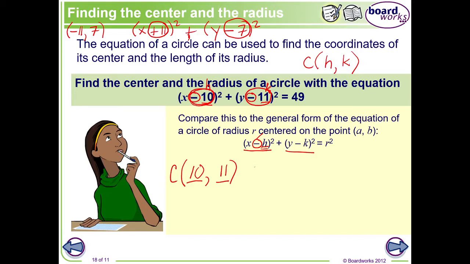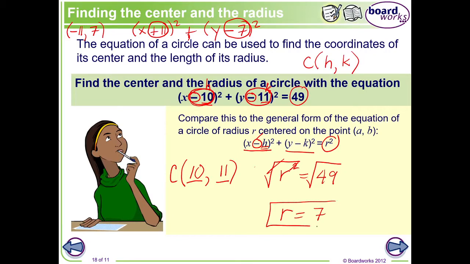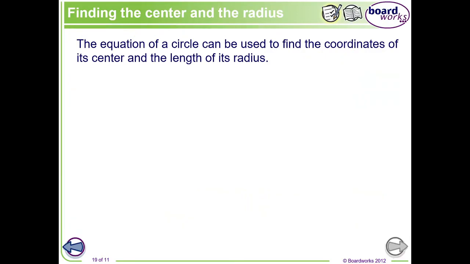Is that fine? Okay, next. R squared is equal to 49. You take the square root of both sides, cancel the square root and the square there. R is equal to positive 7. So, our center is 10, 11. Our radius is 7. Is our example clear? Yes, sir. Okay, let's have more examples.